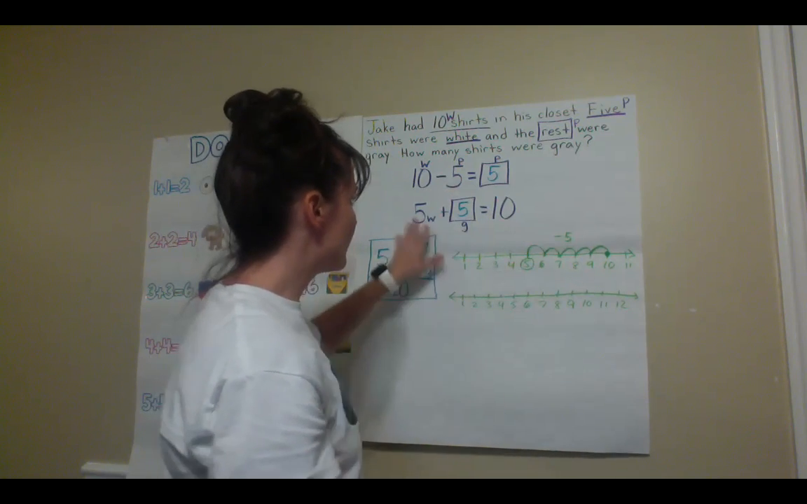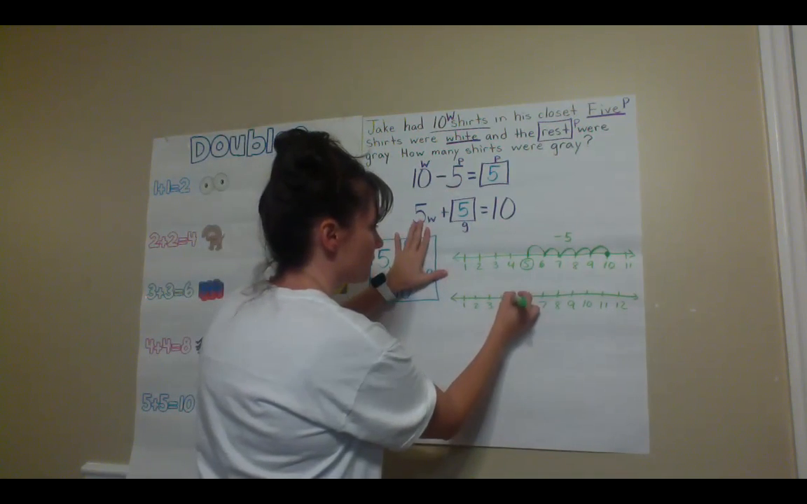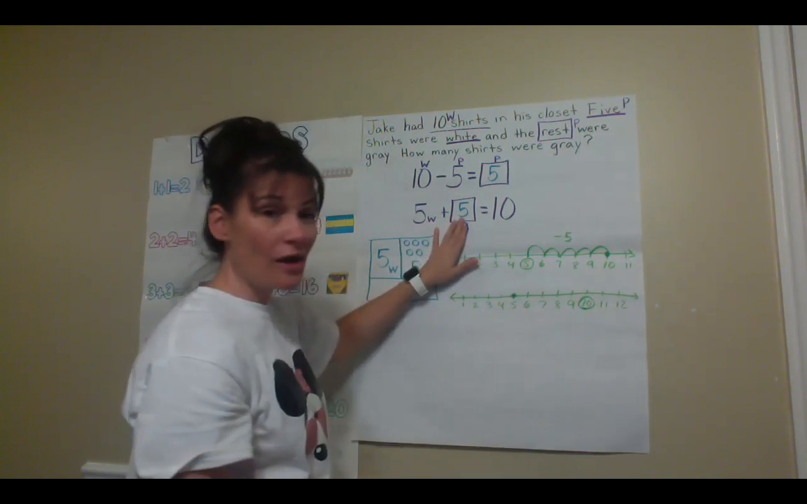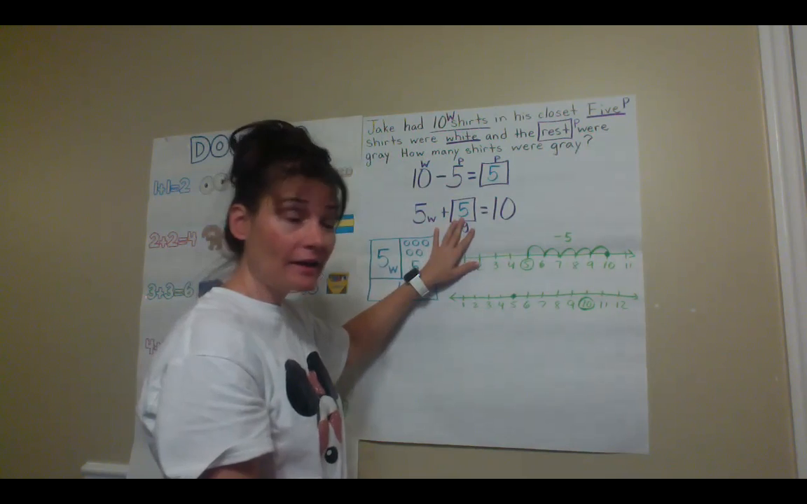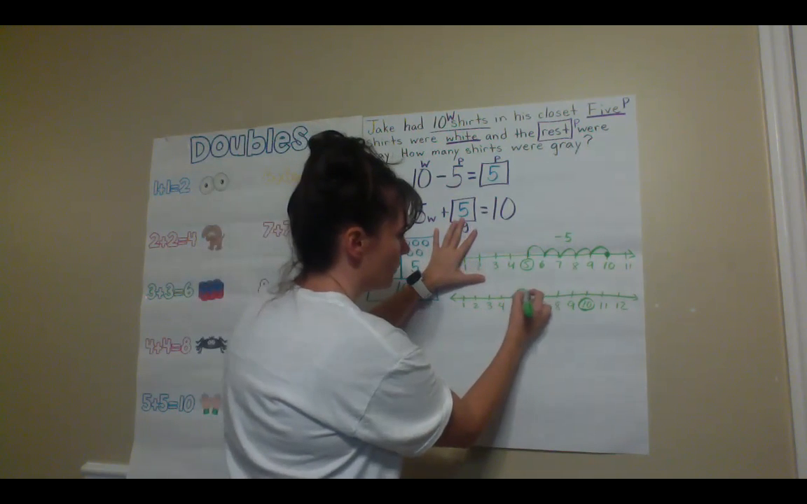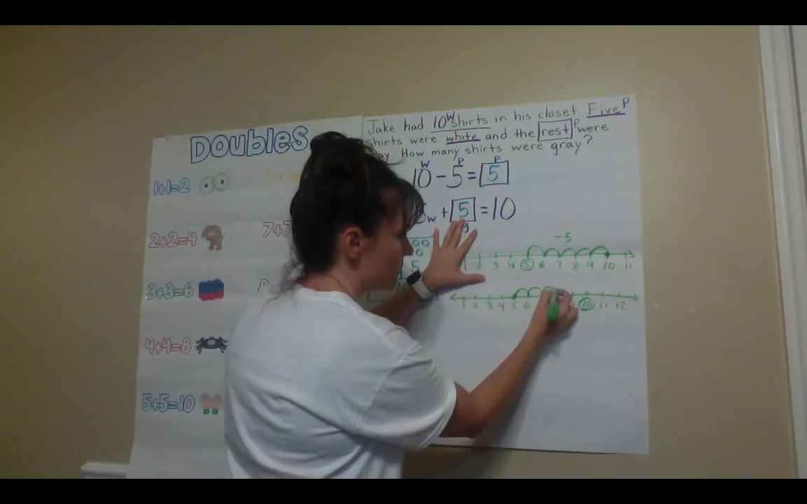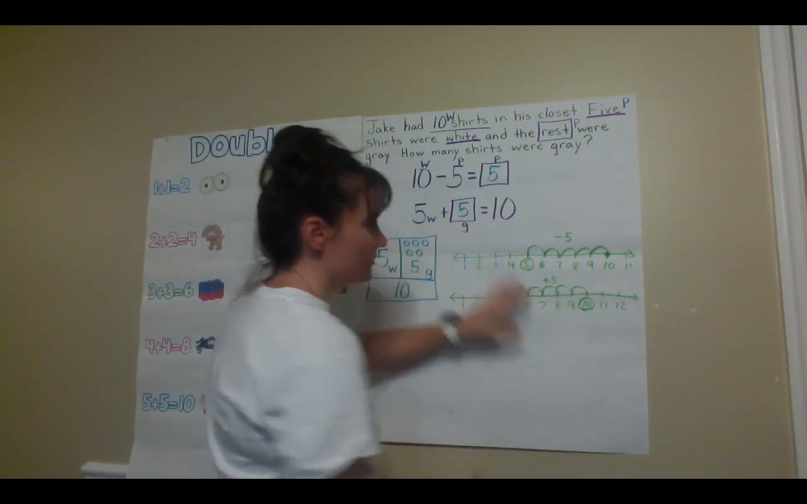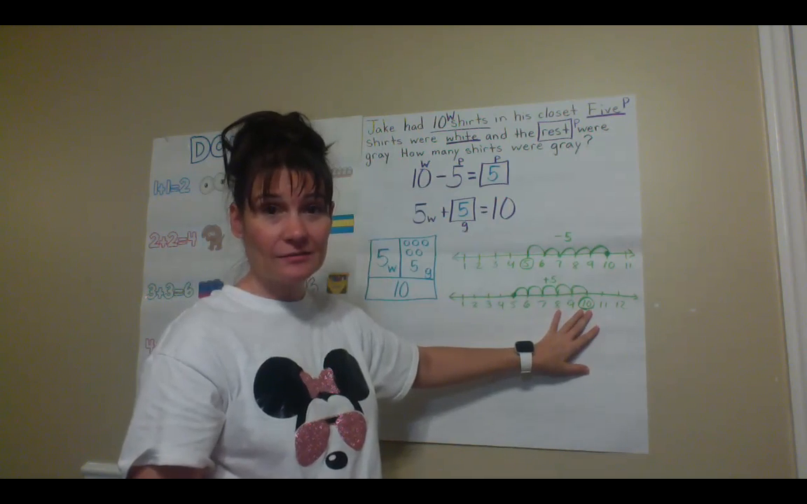I also know that if I have 5, and I'm going to end with 10, I can count up to see how many I need. 1, 2, 3, 4, 5. So 5 plus 5 equals 10.